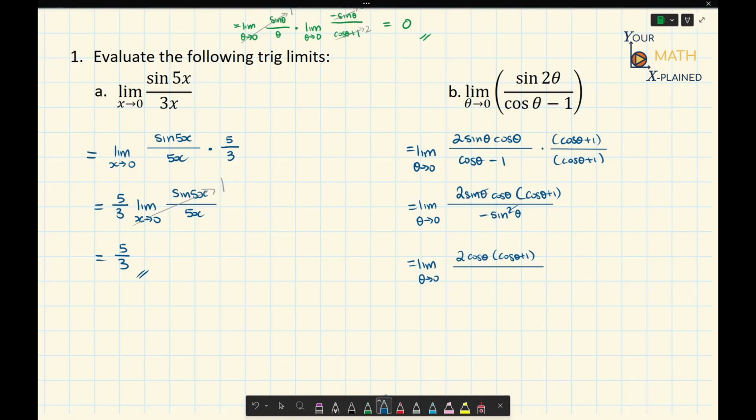over negative sine theta. So now it seems like we're kind of stuck because there isn't any more algebraic manipulations that we can do. But notice how as theta approaches 0, our denominator here is going to approach 0, but our numerator is not approaching 0 because cos theta is approaching 1, which means cos theta plus 1 is approaching 2. So our numerator here, it is approaching 4. So we have a number that's close to 4 divided by a number that is close to 0, which means this is now going to be infinity. So therefore, the limit here does not exist.